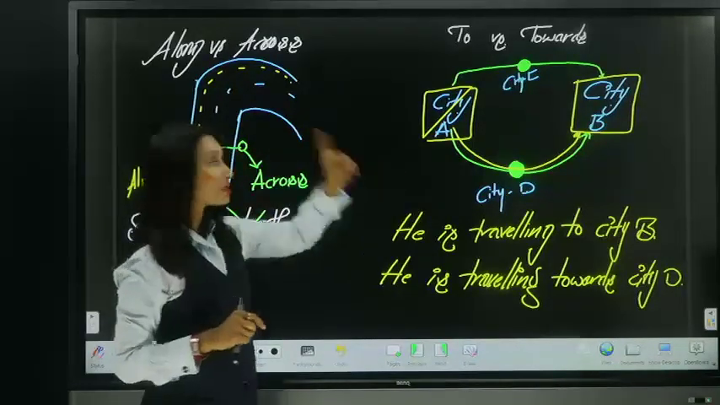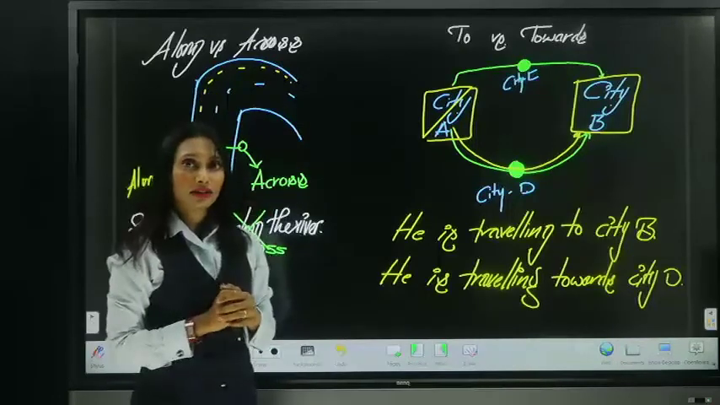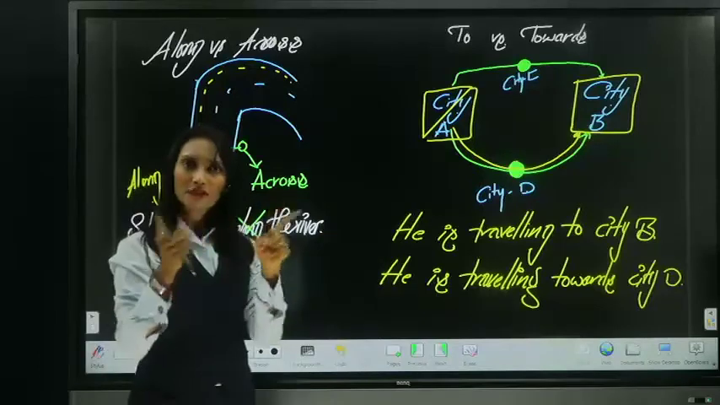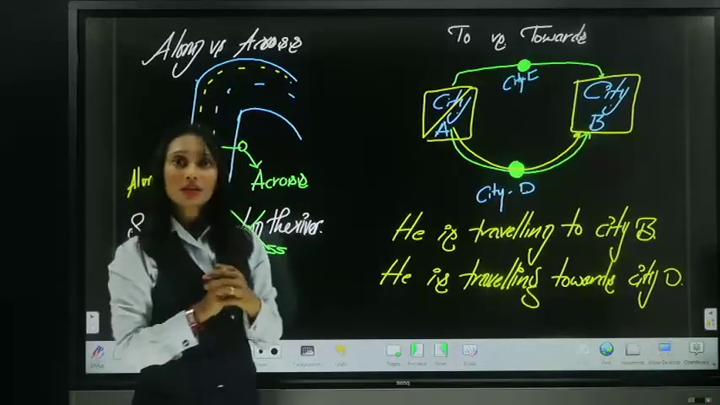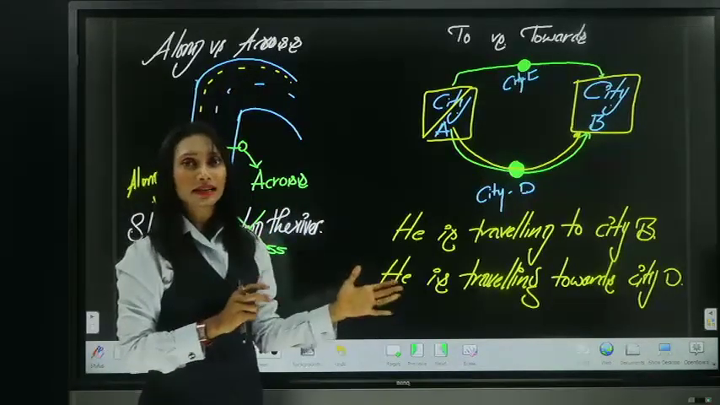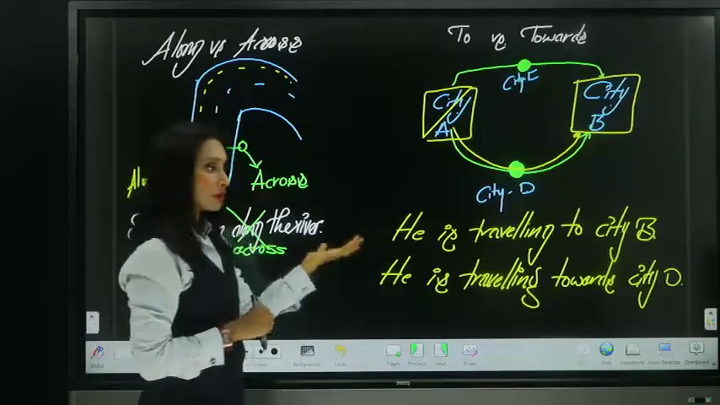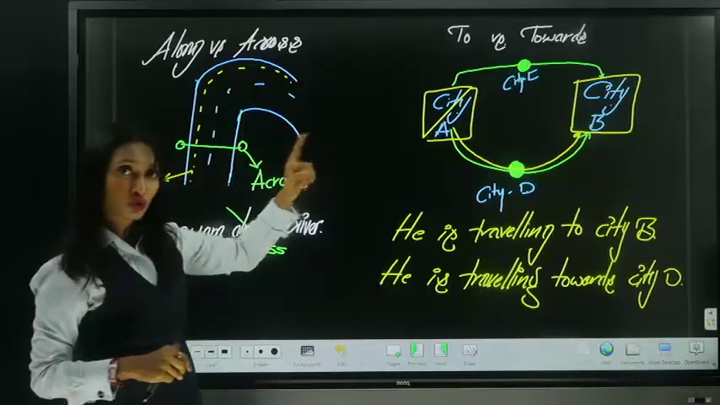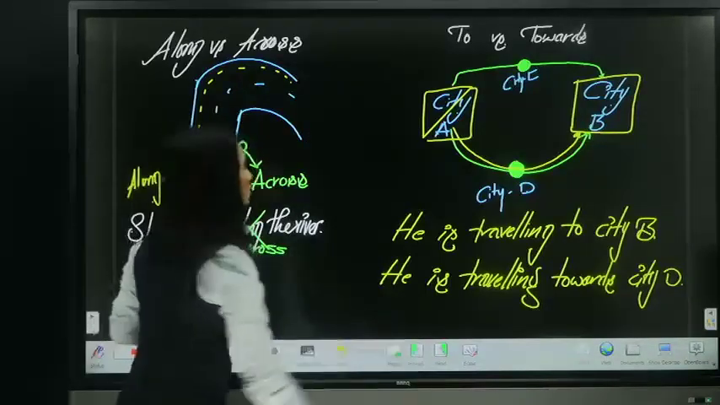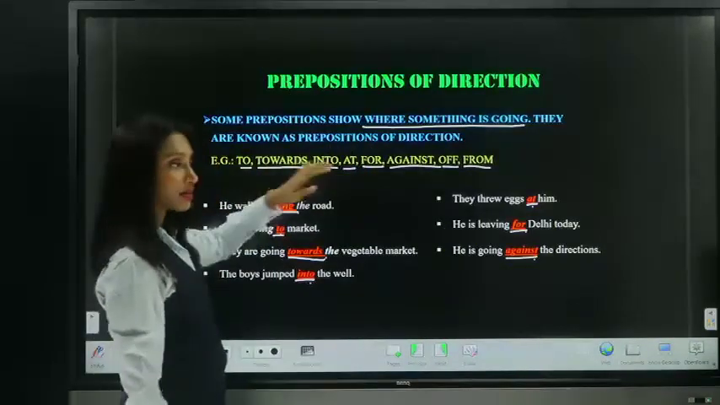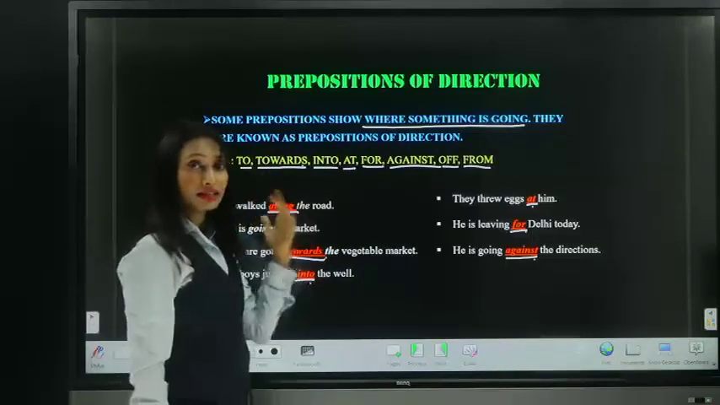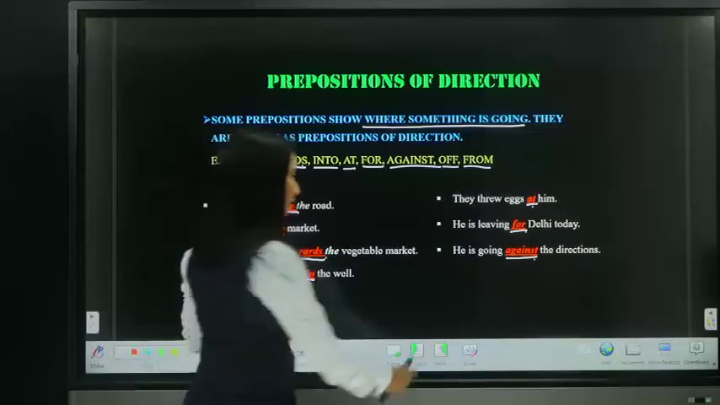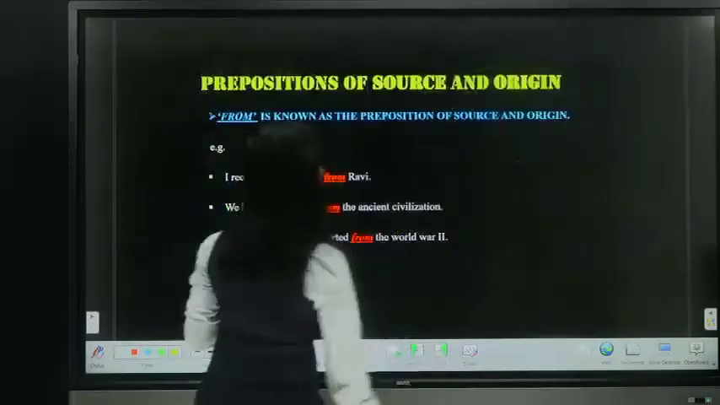To, towards, along, across. If you have any questions regarding any prepositions or the difference, do let me know through your comment so that I will be discussing that. I hope it is clear to you, the difference between along, across, to, towards. So that's about prepositions of direction. It talks about the direction from where something is going to where something is going, how something is going. Now let's move on to the next one.